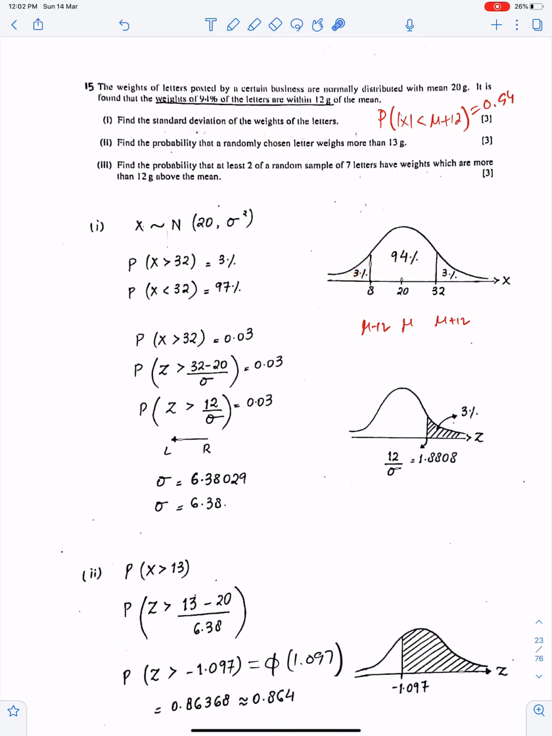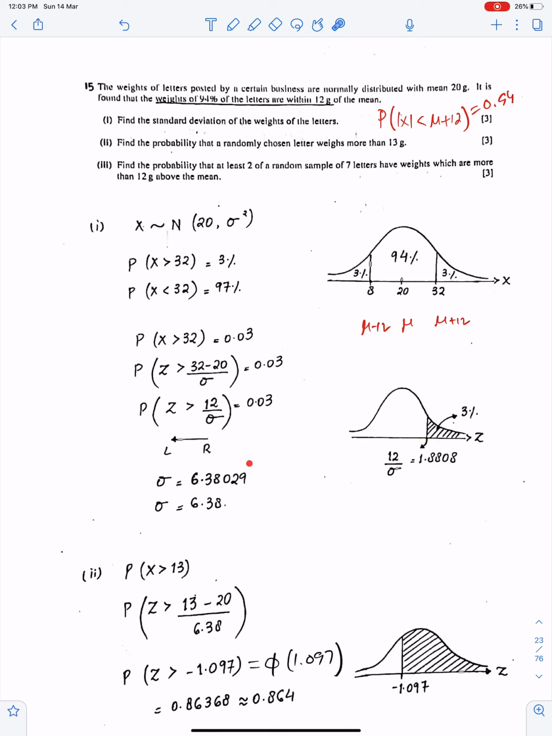So you have two options to get the standard deviation. Either use this inequality, like x greater than 32 is 3%, or use this inequality. It's your choice. Use any one. I'm using this one. Convert this in the form of z, and this area is positive. Area is always positive. This number is positive because you are here before 0. So 12 upon sigma, just solve this and get the value of sigma.